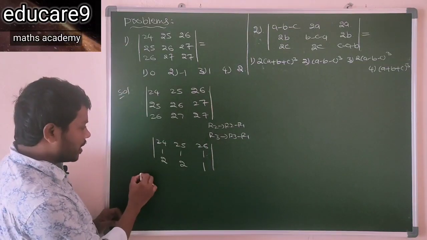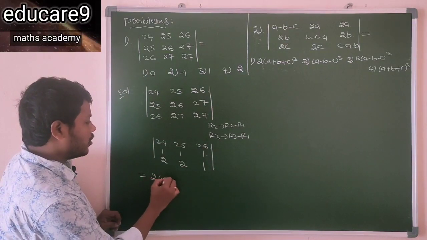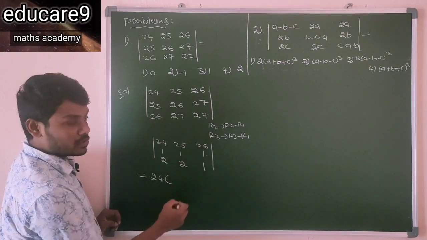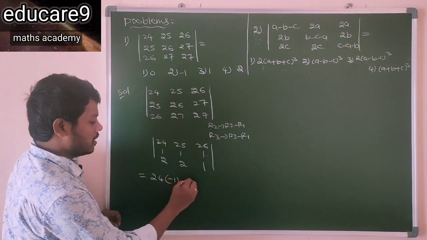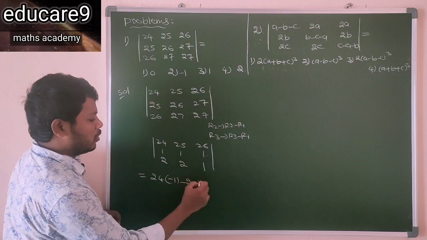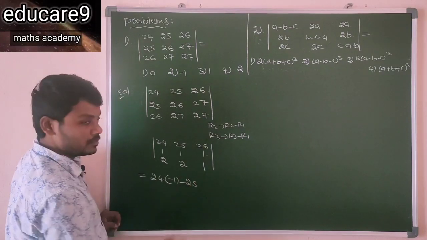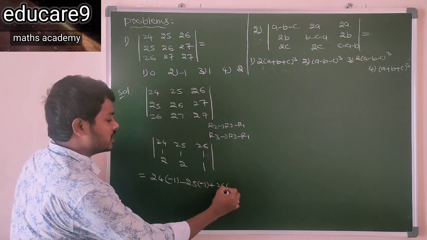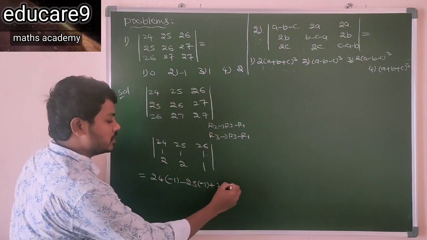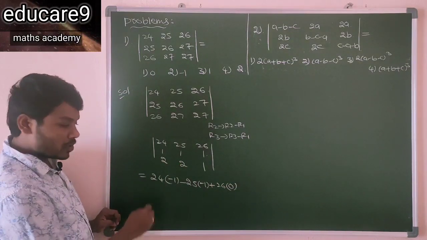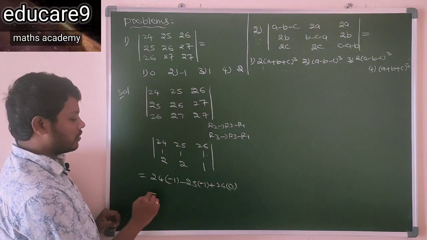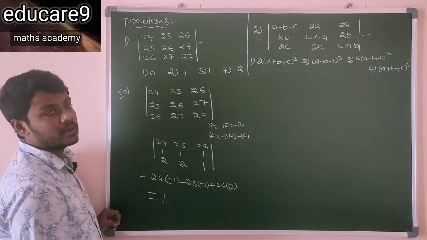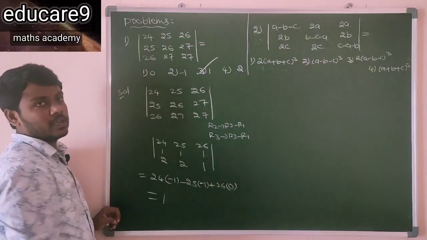Now find this determinant. 24 into (1 minus 2), that is minus 1. Minus 25 into minus 1. Plus 26 into (2 minus 2), that is 0. So clearly minus 24 plus 25, the value is 1. So clearly option 3.